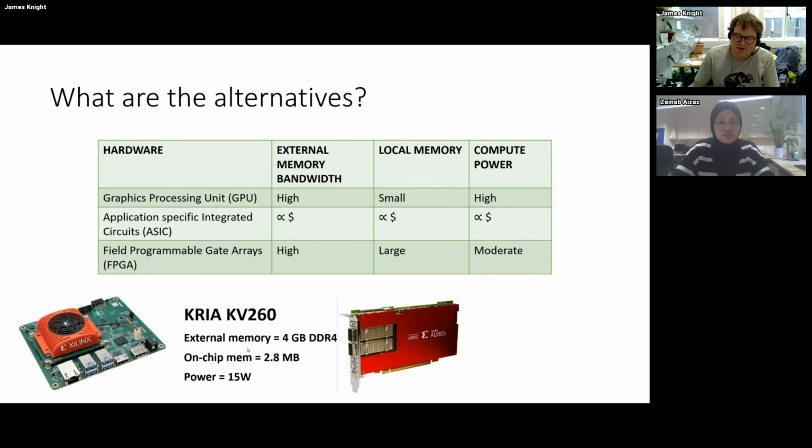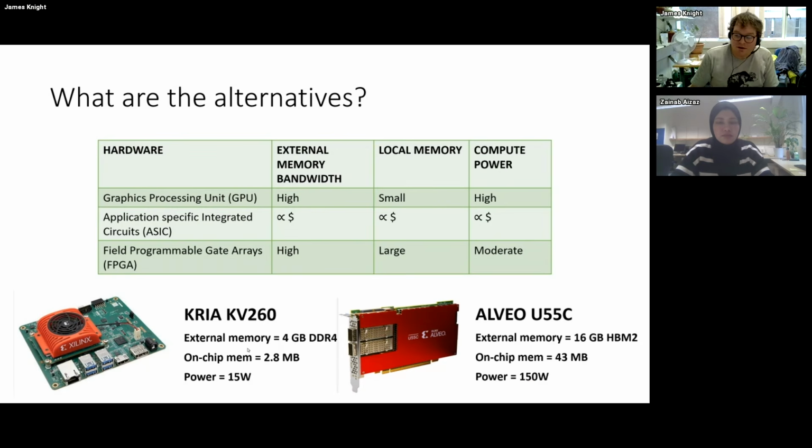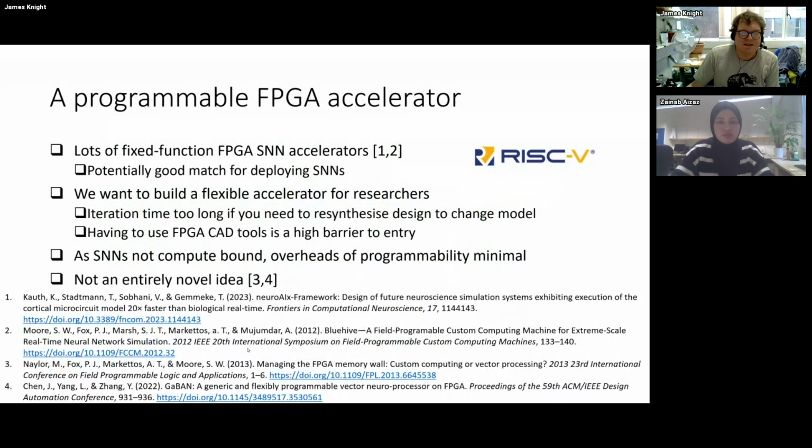And then at the high end, you've got something like this Alveo card, which has got 16 gig of second generation high bandwidth memory and over 40 meg of on-chip memory, which is much more than you get in essentially the cache on a high-end GPU. And it's quite power hungry, but not as power hungry as a GPU. So these are the spectrum of devices that we're thinking of deploying these things to. And what are we actually doing?